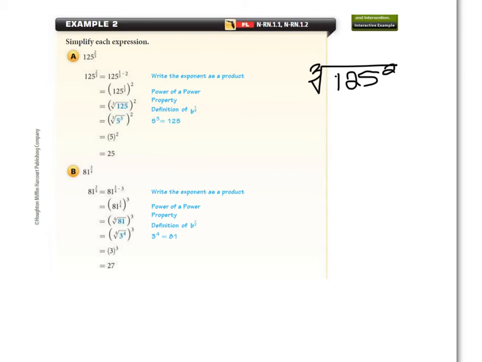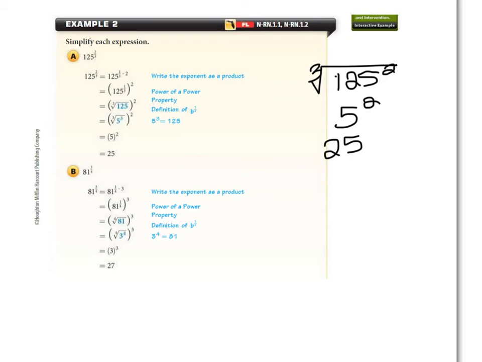Now, it doesn't matter if you were to square 125 first and then take the cubed root of it, or if you cube it first and then square it. I recommend taking care of the root first because it'll turn your number smaller, which will be easier to work with. So, what's the cubed root of 125? Well, we know that's 5. We then square 5, which tells us 25.